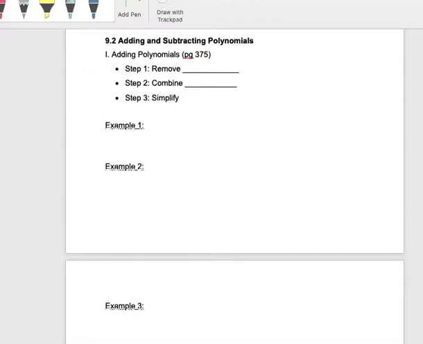Just want to take a look at our notes real fast. Okay, so we have our steps. Our first step is to remove the parentheses. Ooh, bad drawing. There we go. This is my parentheses. So first step is to remove your parentheses. Your next step is to combine like terms. And again, I apologize for the drawing. Like terms.